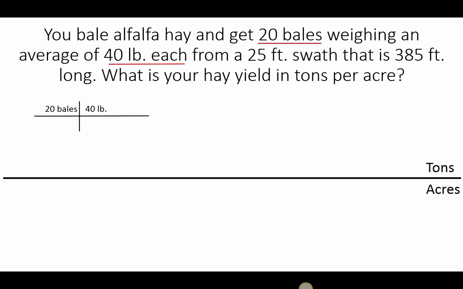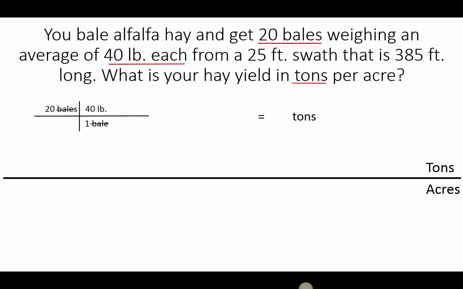Since we are converting from bales to pounds, pounds need to go on top. On bottom, we will have one bale. So 40 pounds is equal to one bale. If you remember in algebra, if something on the top equals something on the bottom, those cancel out. In our case, the bale on the top of our equation will cancel out with the bale on the bottom of our equation.